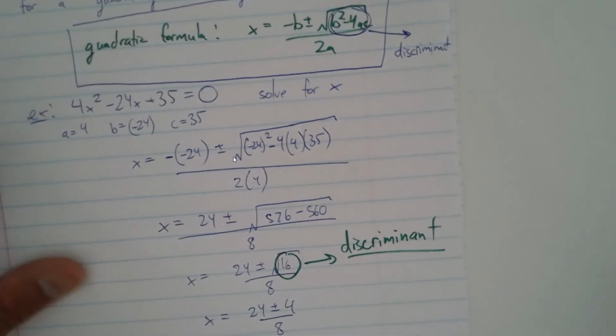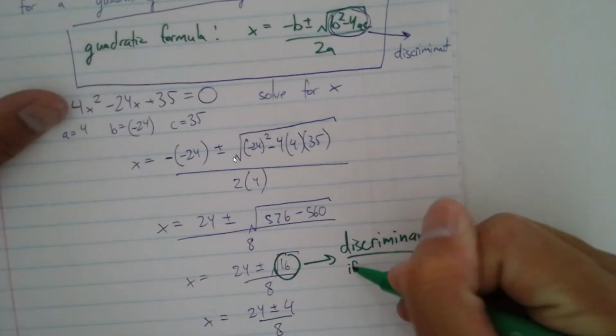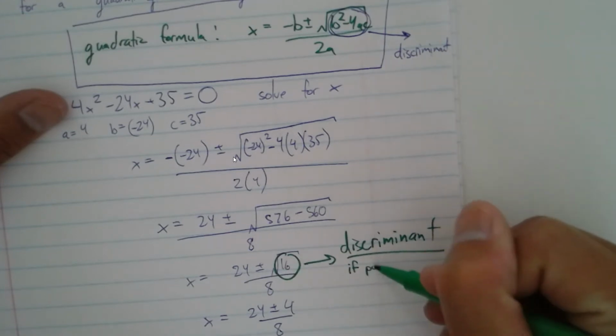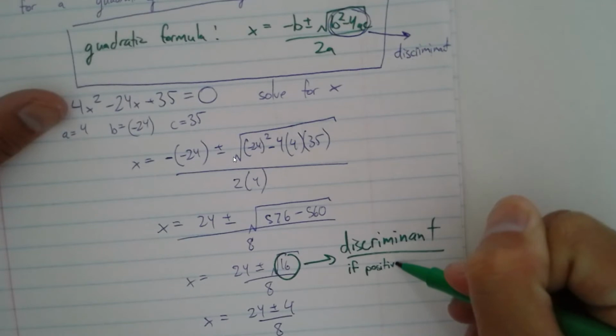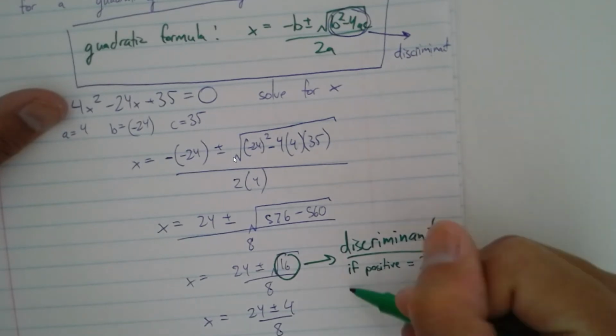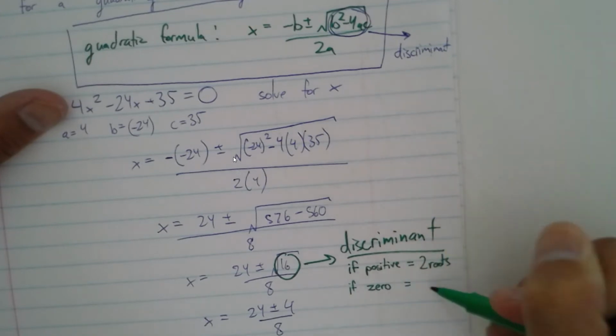And then there are a few things you need to know about the discriminant. It's basically the number underneath the square root sign. If you have a positive number like we did, we had positive 16, right? You will get 2 roots. If your discriminant is 0, you will only get 1 root.